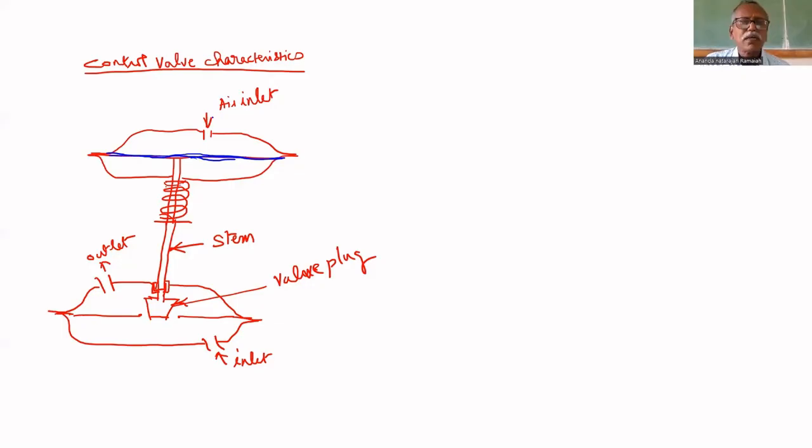If the air inlet is given here, the 3 to 15 psi we have seen is applied here. When 3 psi is applied, this is the position. The valve plug will be like this. The liquid will enter through this, go through this, and leave through this. Against gravity, it will flow. When 15 psi is applied, the valve will be completely closed.